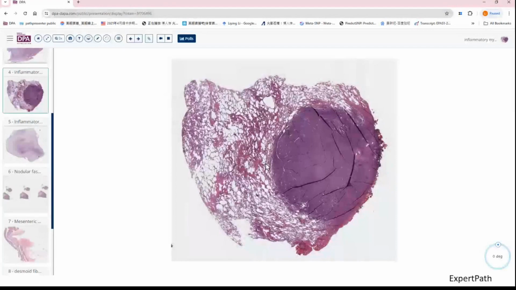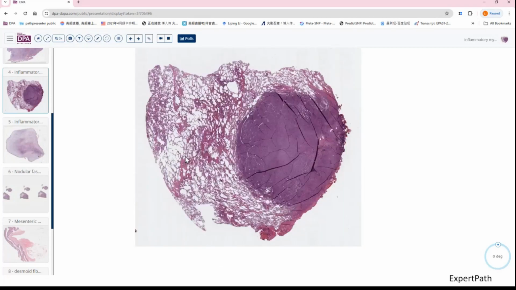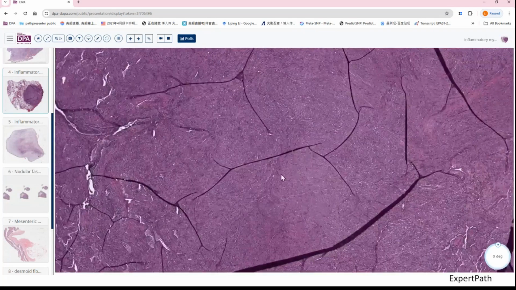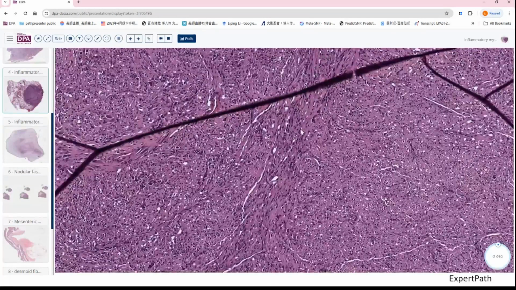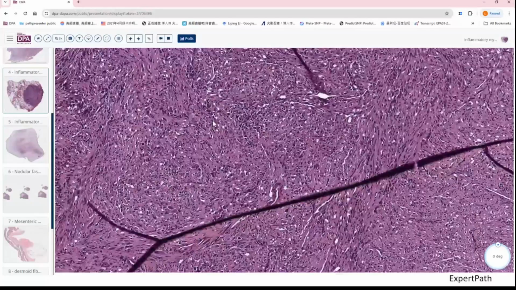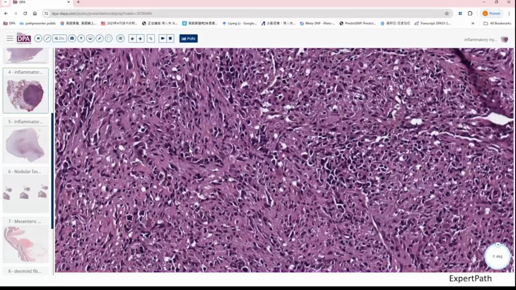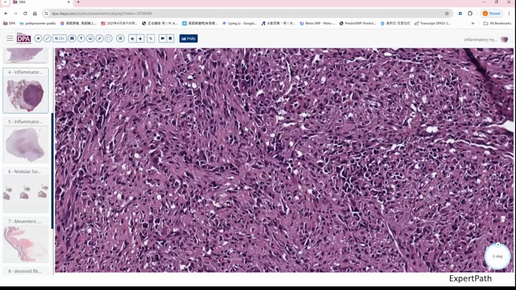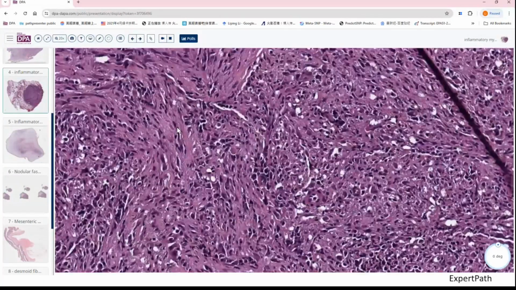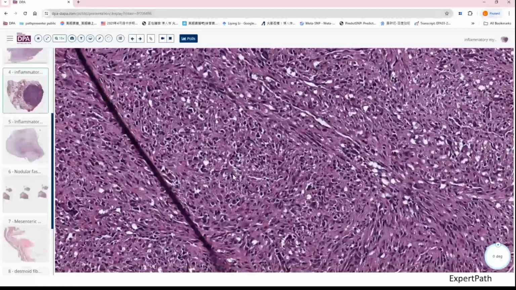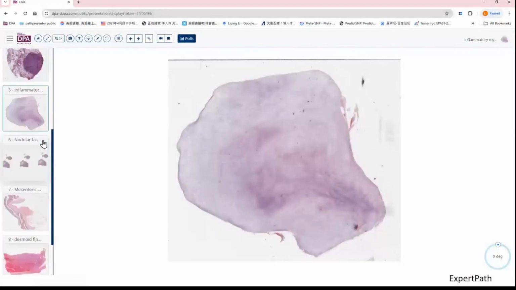Another common location for IMT is the lung. We can see relatively normal lung tissue, and then we have a nodule of spindle cell proliferation. We also can see this fascicular growth pattern, but in this one the H&E staining may be so dark that we cannot really see the characteristic nuclear features. Here we can just see hyperchromatic spindle cell proliferation with a lot of inflammatory cells. Let's see one more.